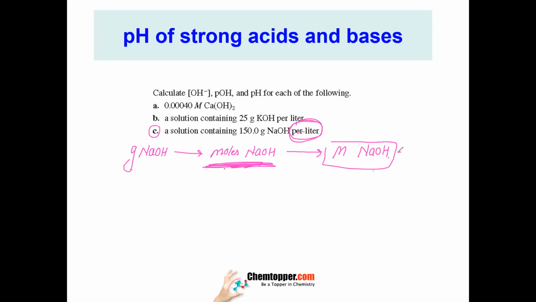Okay, from molarity of NaOH, I can get the molarity of OH minus. And from molarity of OH minus, you can get pOH. From pOH, you can get pH. So this question can be there in the exam. Is it okay? Okay, Lasya, very good.